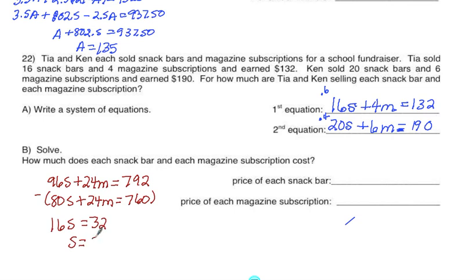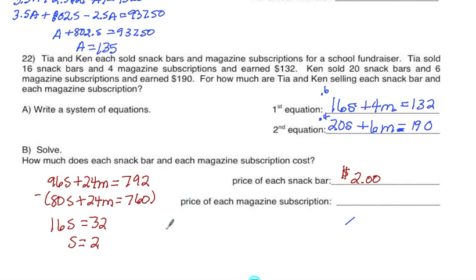So S equals 2. So the price of each snack bar, and here's where we need to make sure we have our correct labels because we're talking about price, not an amount. So this is $2. And then the price for each magazine subscription, I don't know that yet because I have to plug it back into one of my original equations. And let's go ahead and plug it back into this first one here.